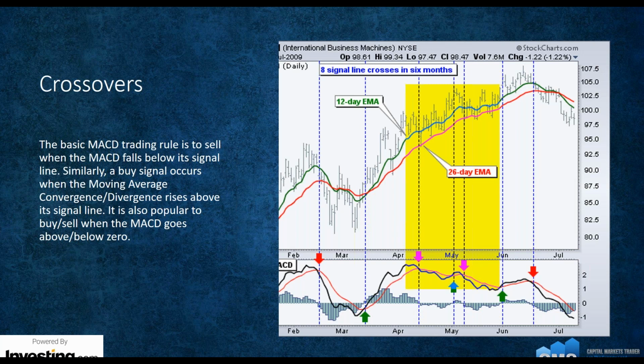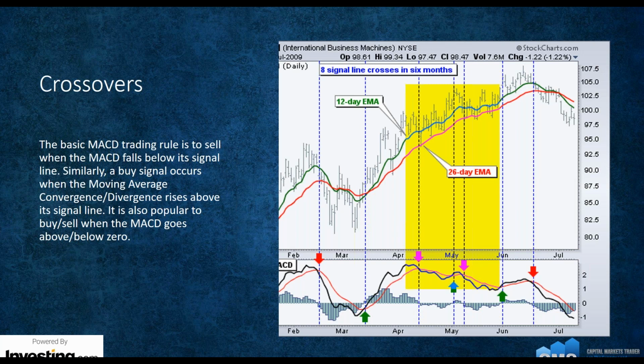When the MACD line crosses the signal line, or the signal line crosses the MACD line, it gives us buy or sell signals. The basic MACD trading rule is to sell when the MACD line falls below its signal line. That means that the short-term price is lower than the longer-term price. It's giving us a sell signal. Similarly, a buy signal occurs when the MACD moving average convergence rises above its signal line.